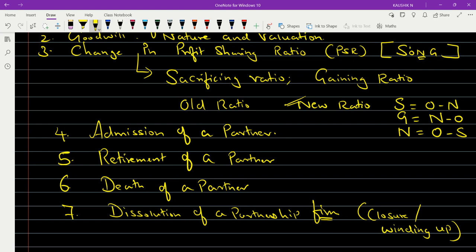So now look at it. Earlier there were two partners. They were getting a loss of 75,000 rupees each. Now by admitting one new partner, their loss is getting minimized.